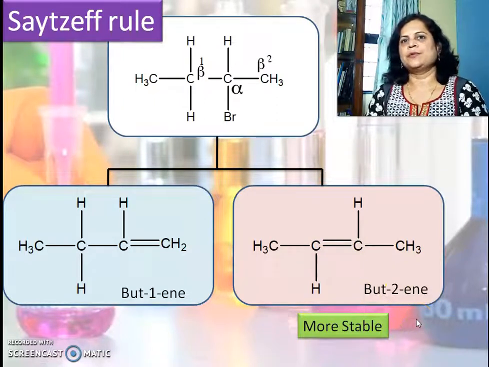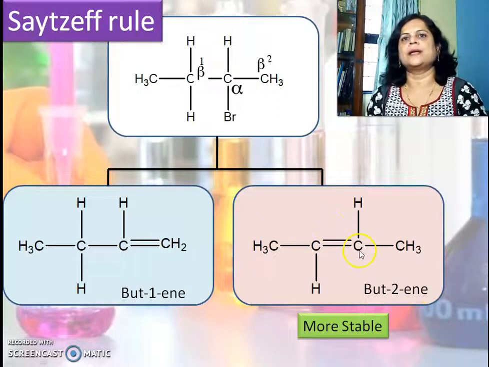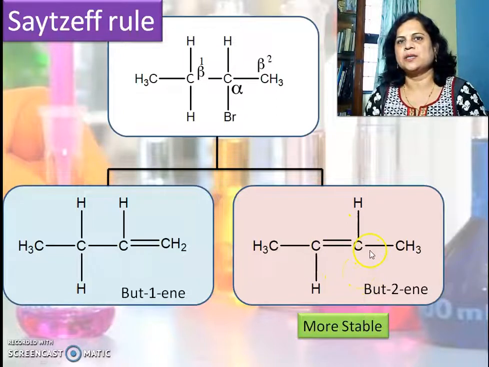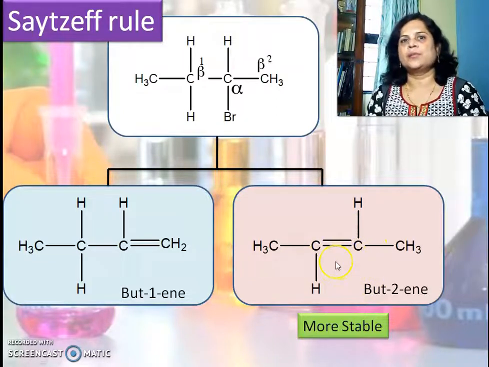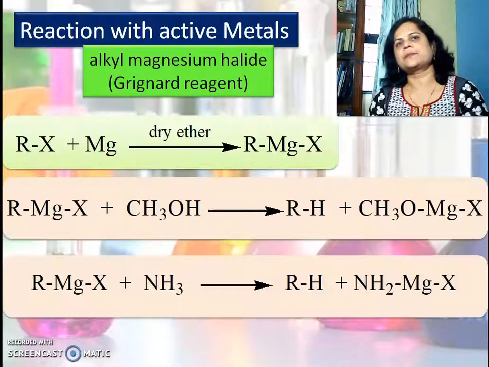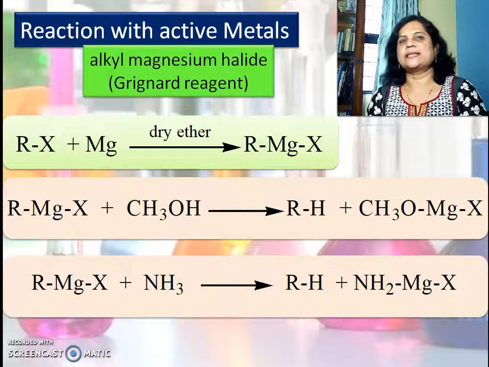What is the Saytzeff rule? The doubly bonded carbon atom having more alkyl groups is more stable, and therefore in the 2-butene structure, the doubly bonded carbon atoms have more methyl groups, and therefore that structure is more stable. That is according to the Saytzeff rule. Now see the next type of reactions.